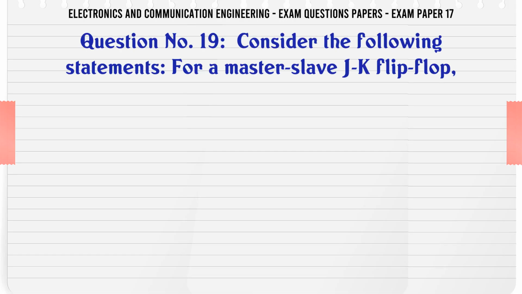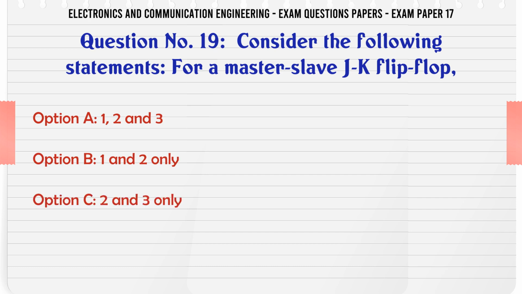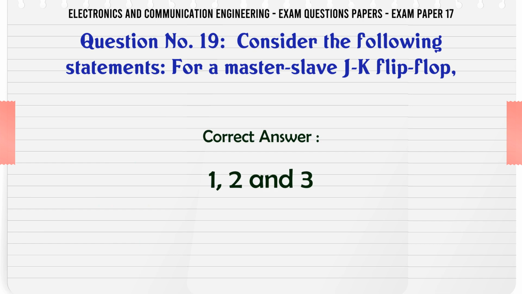Consider the following statements for a master slave JK flip-flop: A. 1, 2 and 3, B. 1 and 2 only, C. 2 and 3 only, D. 3 and 4 only. The correct answer is 1, 2 and 3.